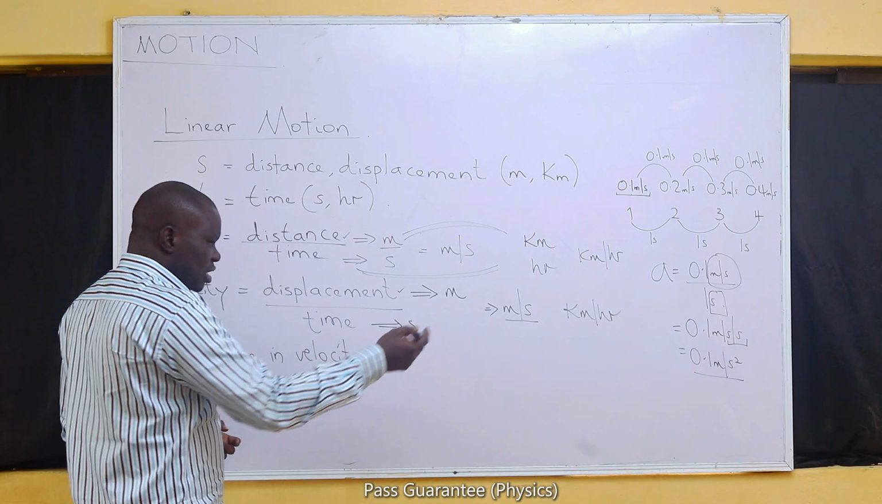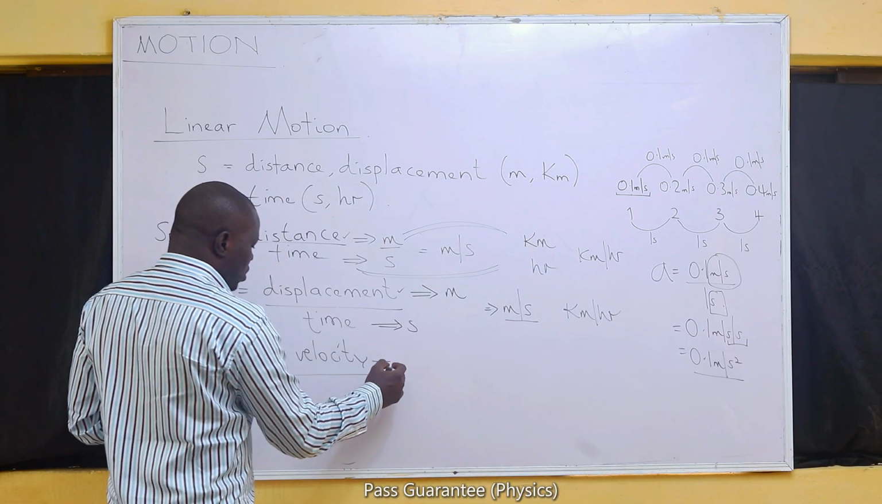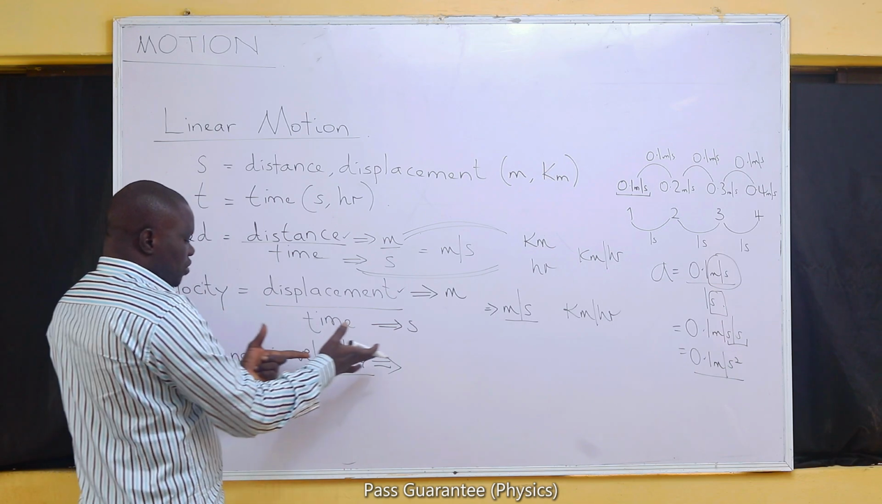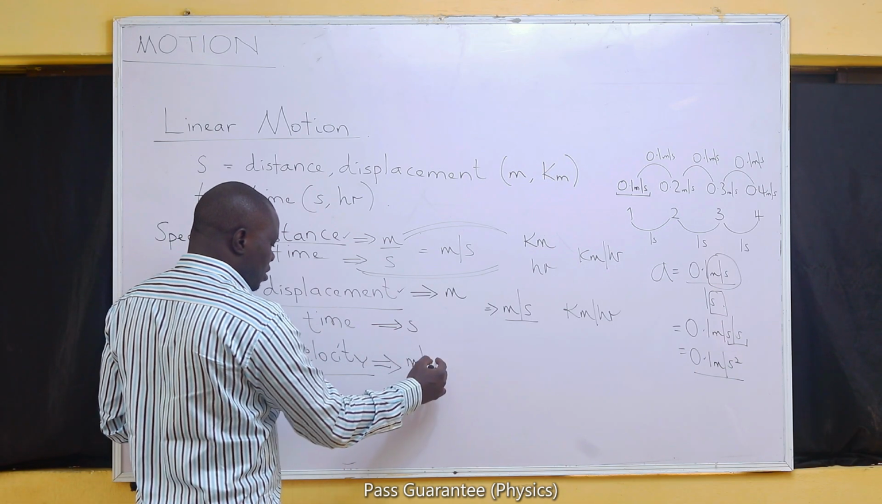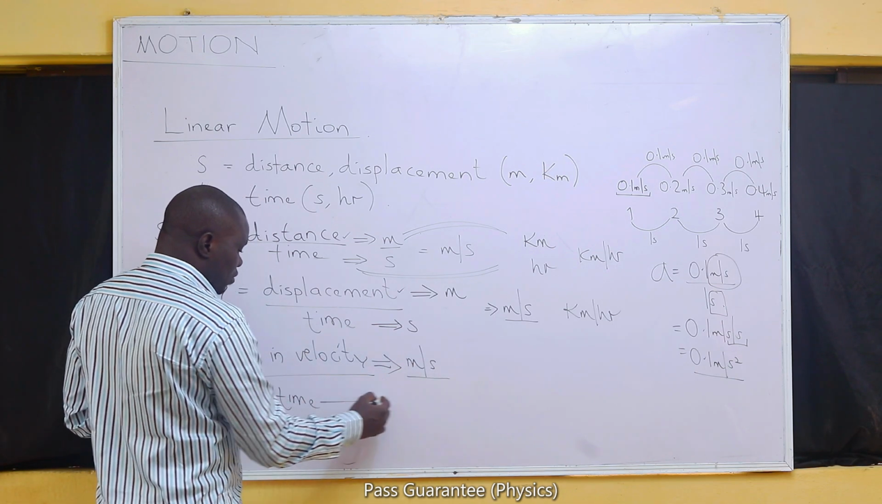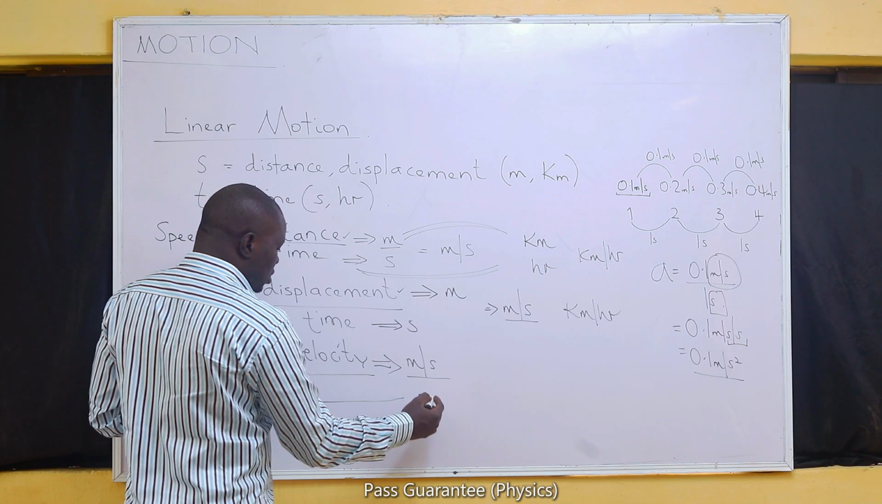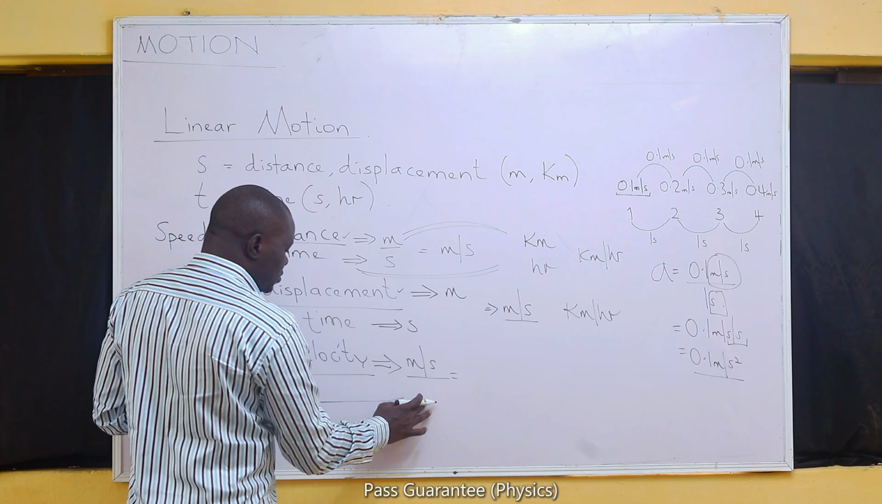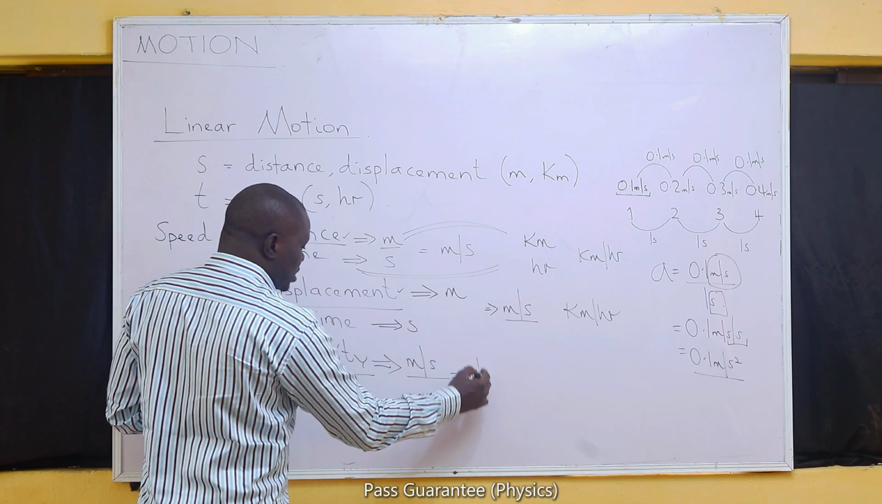The unit of acceleration from what I've just done will therefore be the unit of our velocity, meters per second, all over the unit of our time, which is also second. So if we bring that together, we should have meters per second squared.